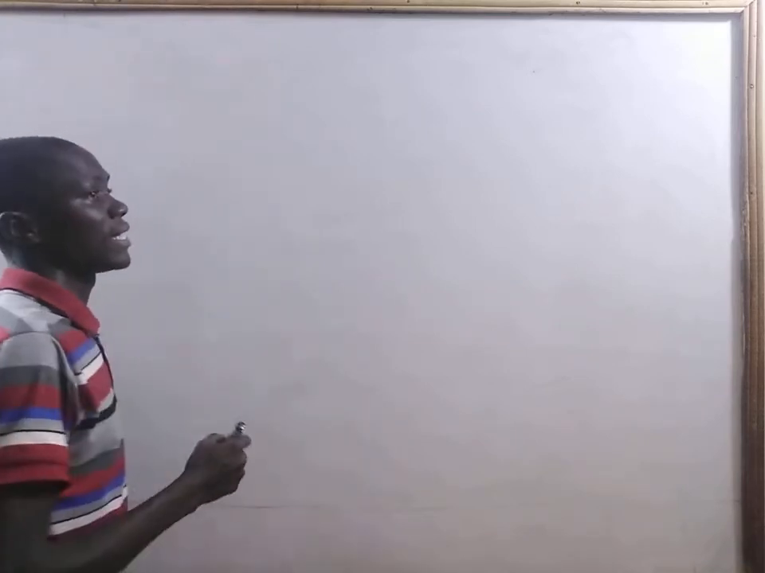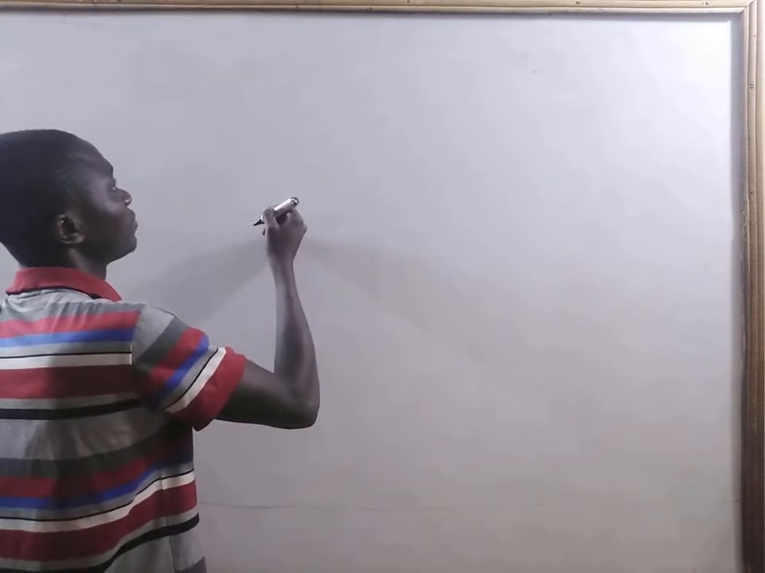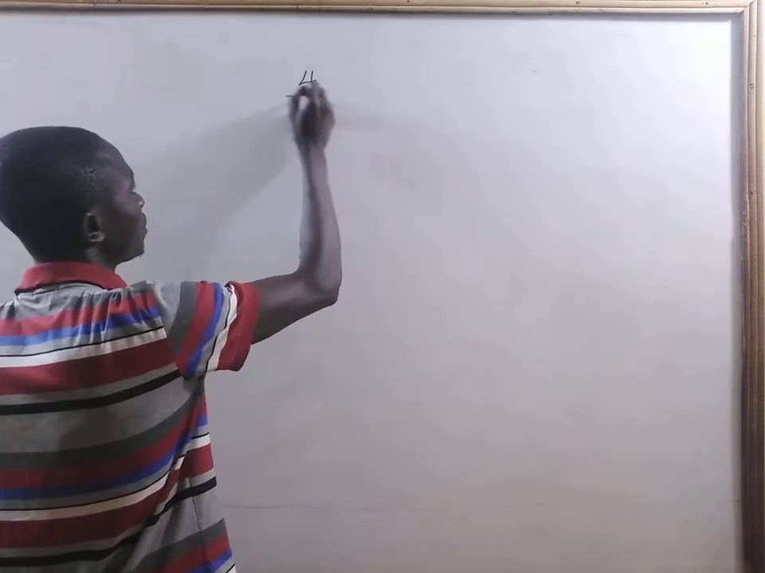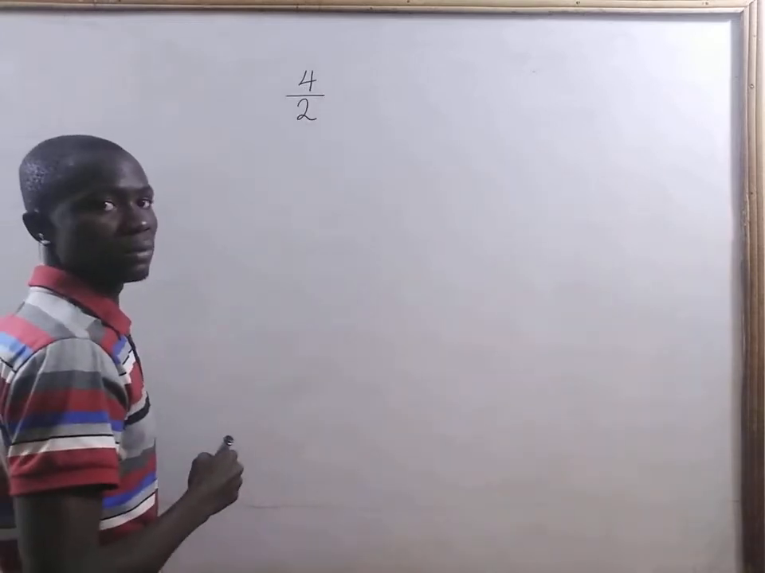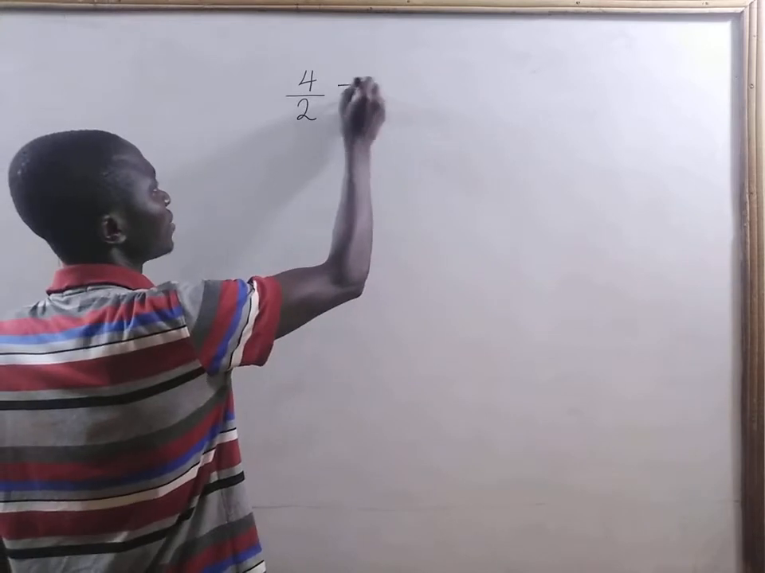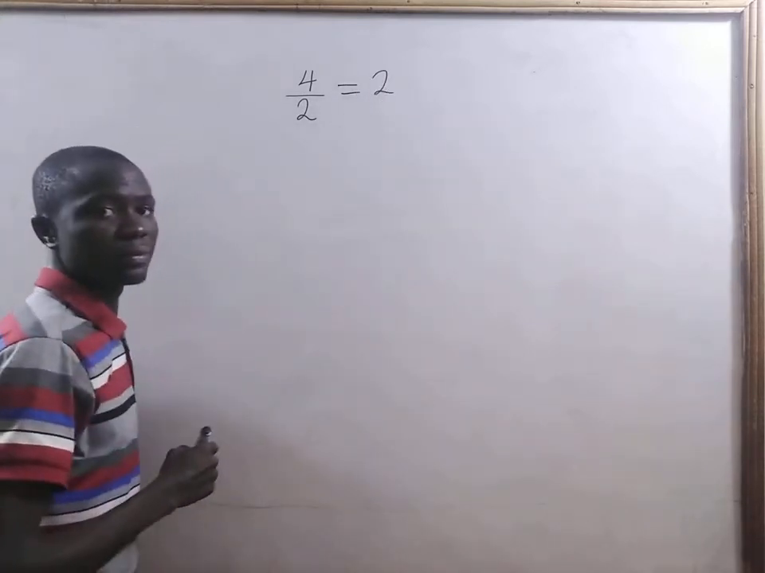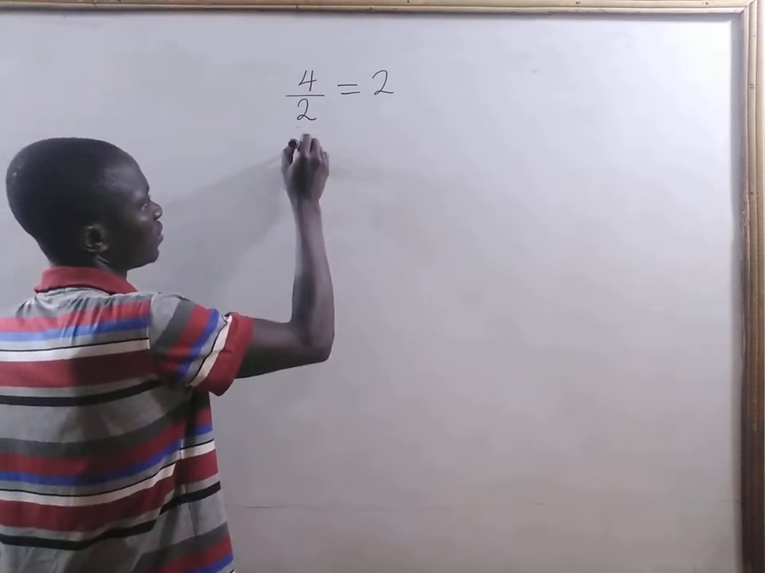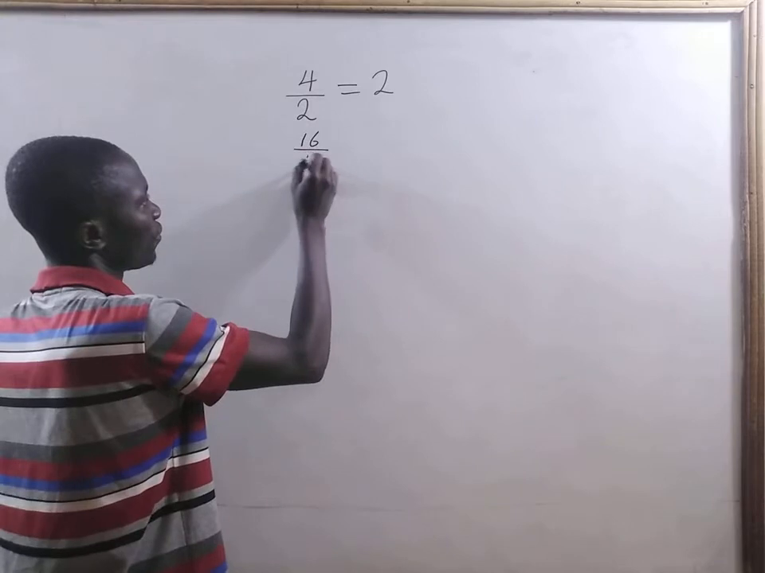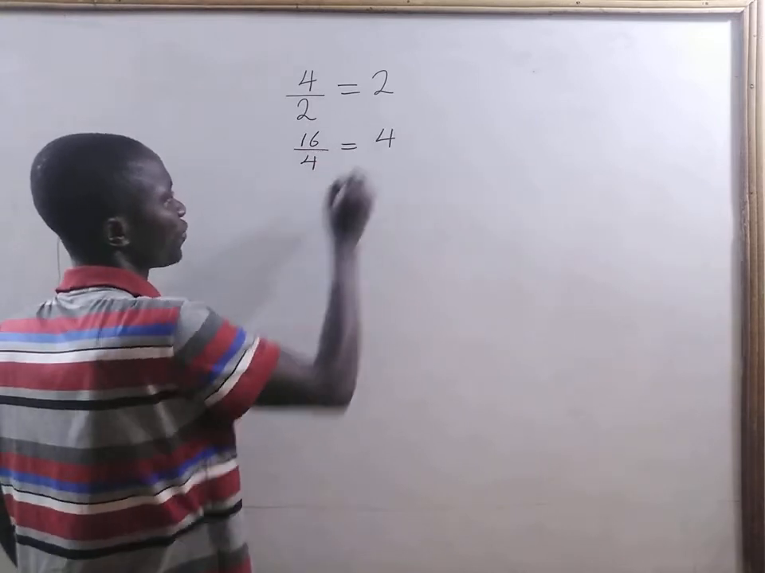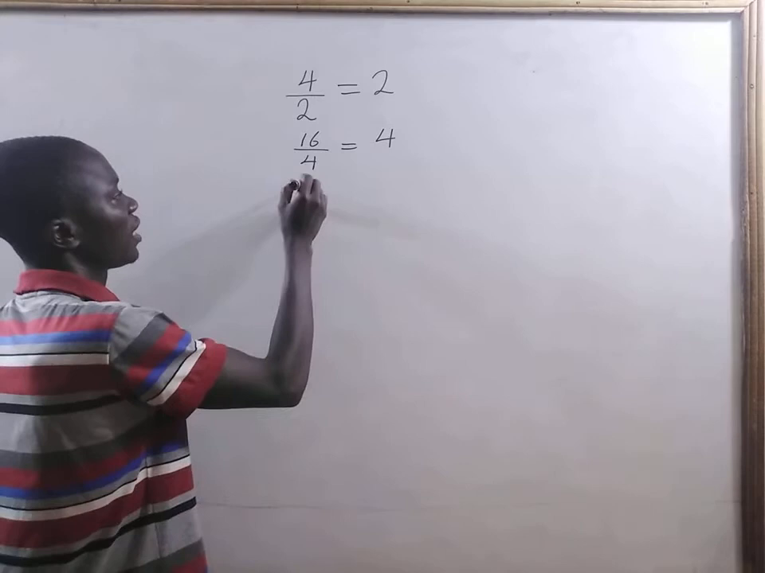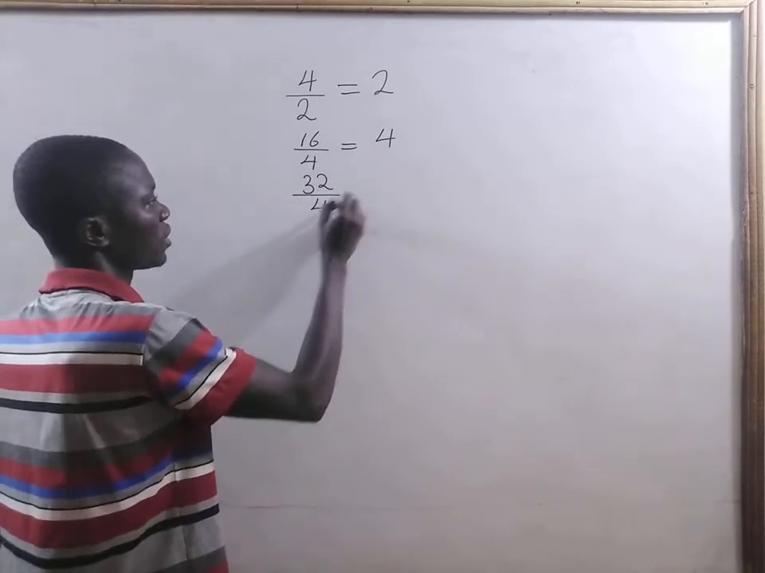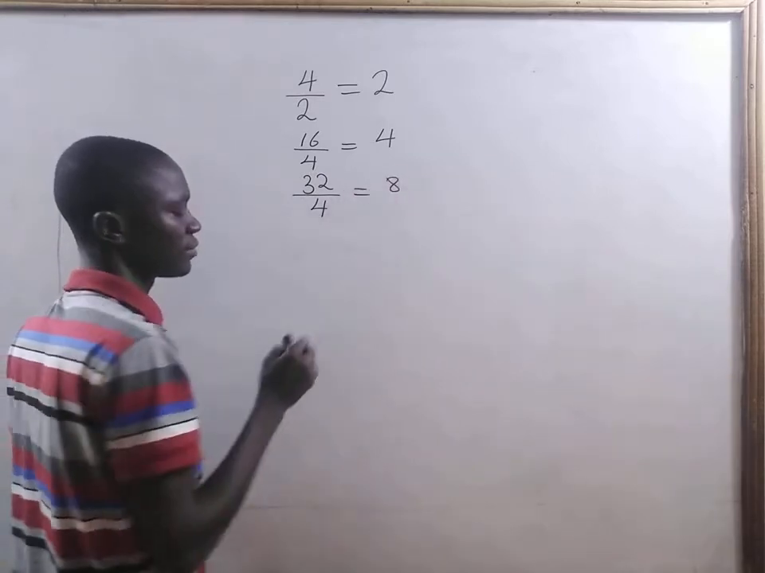And now let's take this. If I have 4 divided by 2, you know that the answer is 2. If I have 16 divided by 4, the answer is 4. If I have 32 divided by 4, the answer is 8.